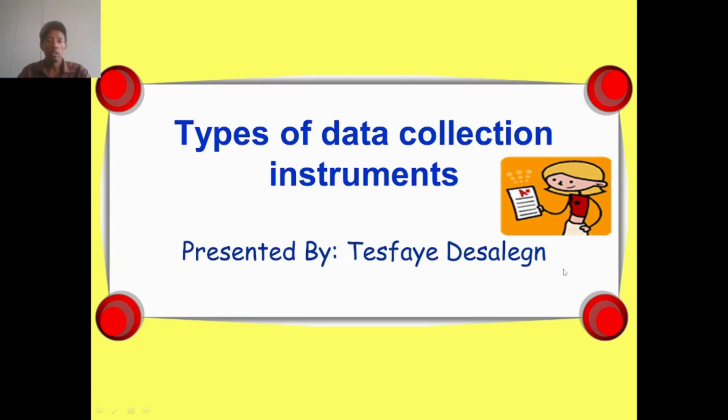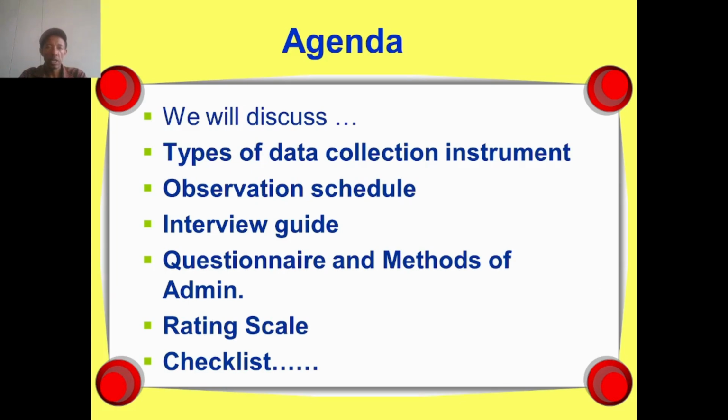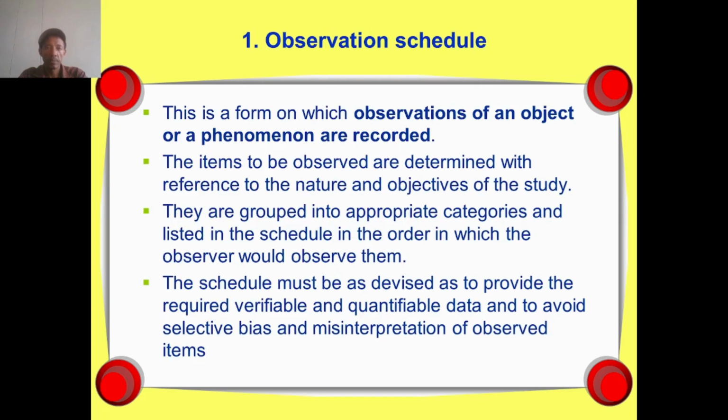Hello and welcome. Today we are going to discuss types of data collection instruments. Our agenda here will be to discuss, present and give examples of types of data collection instruments: observation schedules, interview guides, questionnaires and methods of administration, rating scales, checklists, etc. We'll start with the observation schedule.